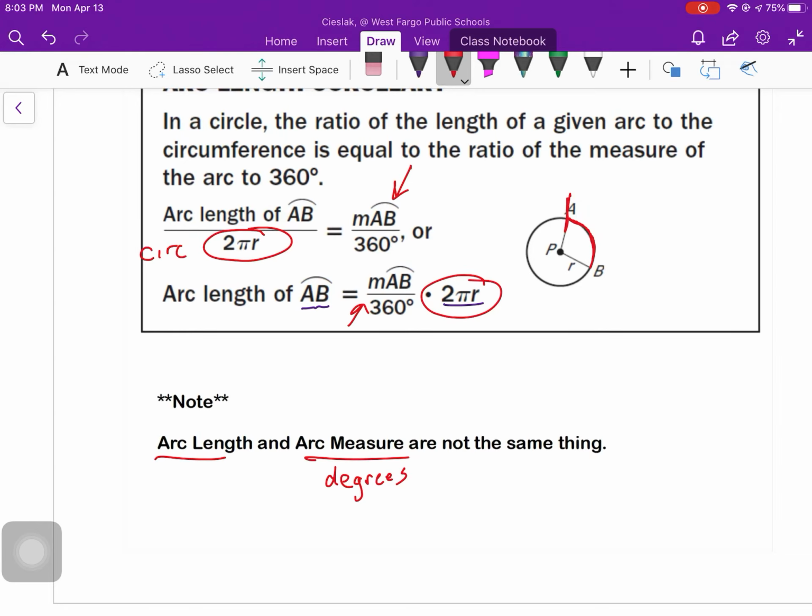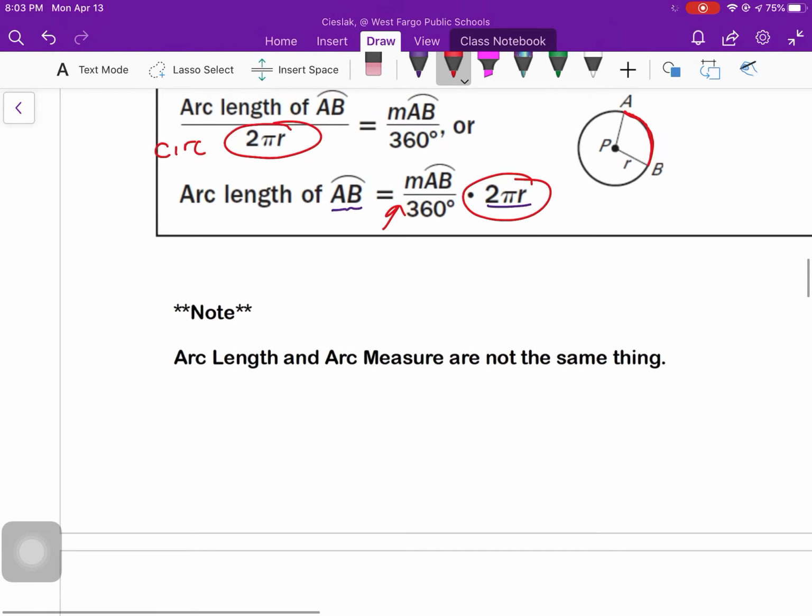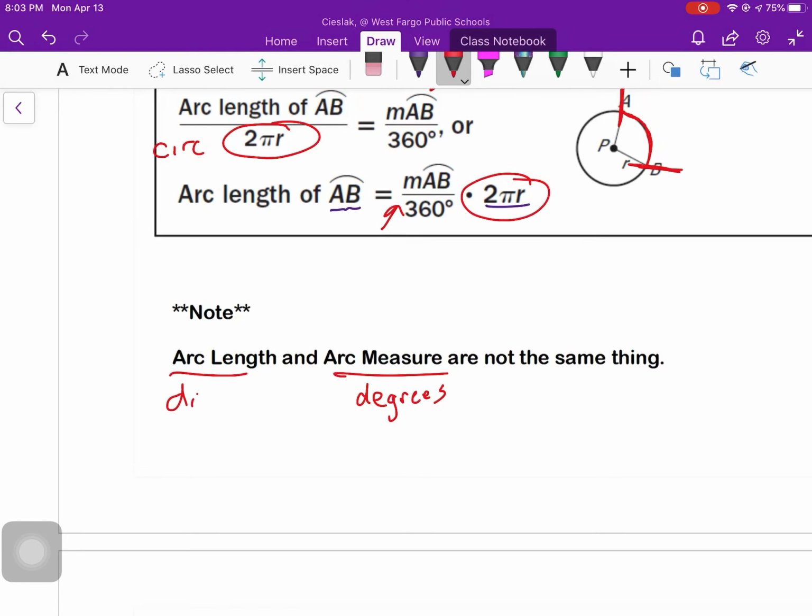Arc length is like if you take a scissors and you cut off that portion, what is that distance in terms of whatever it may be? Feet, inches, yards, miles, it could be anything. So that is a distance. It's very important that we know the difference between the two. Arc length is a distance. Arc measure is the angle associated with that.